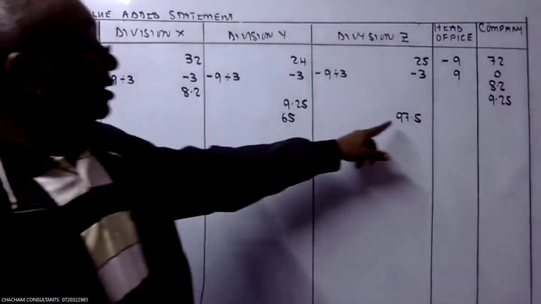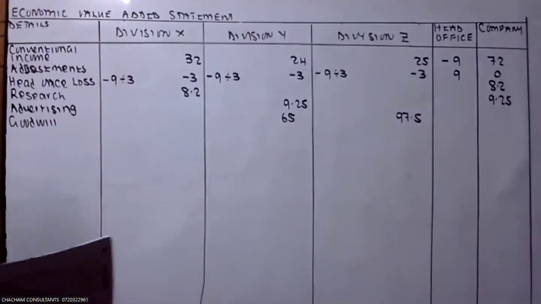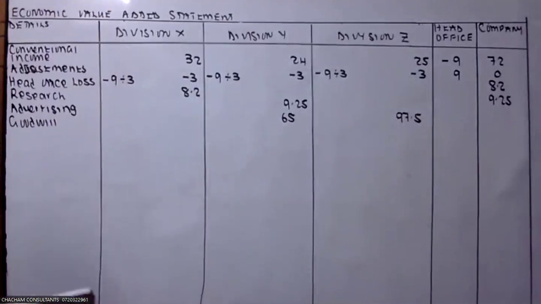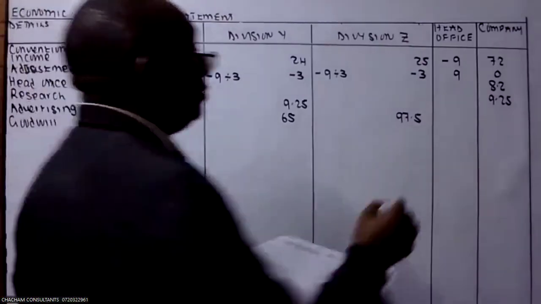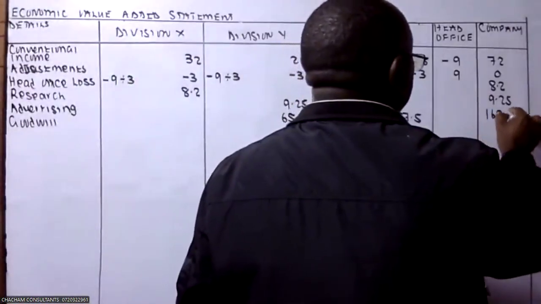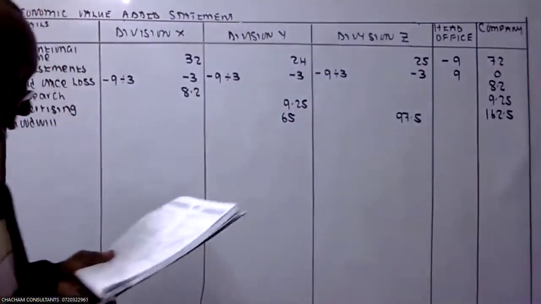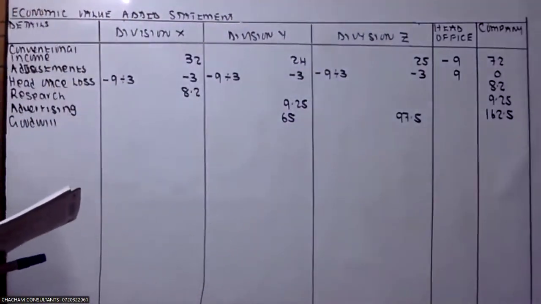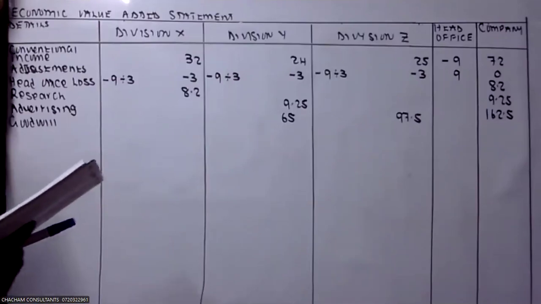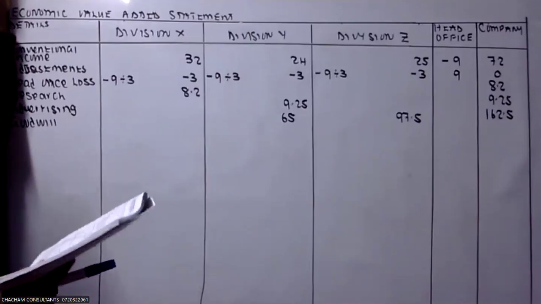This 65 plus this 97 is 160 what? $160? $2.5. Haya. Cost of capital, hiyo itakuja baadaye tukisha revise capital. Then we are told the borrowings, the interests.